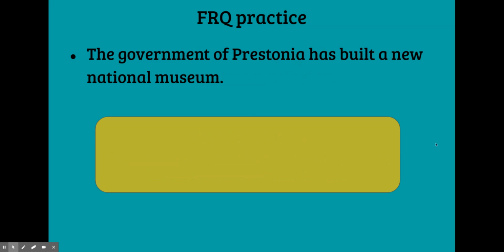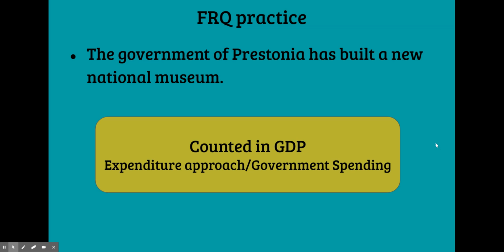The government of Prestonia has built a new national museum. This counts in GDP because it's a form of government spending on a good or service. Therefore, we count it using the expenditure approach, which adds up spending in the economy.